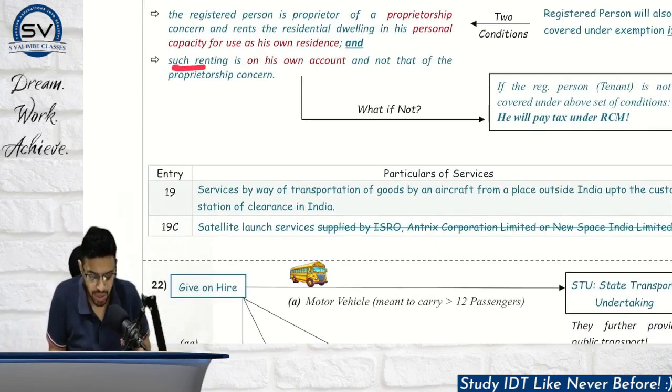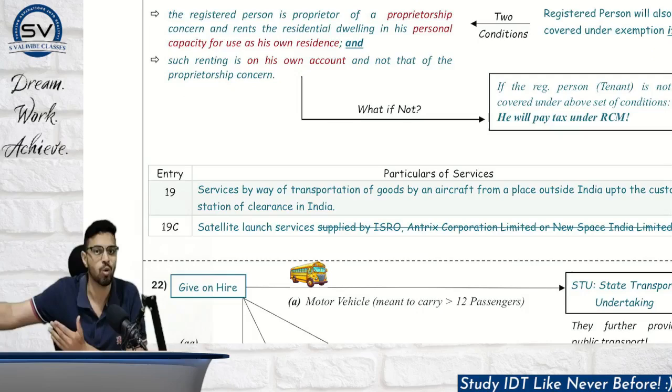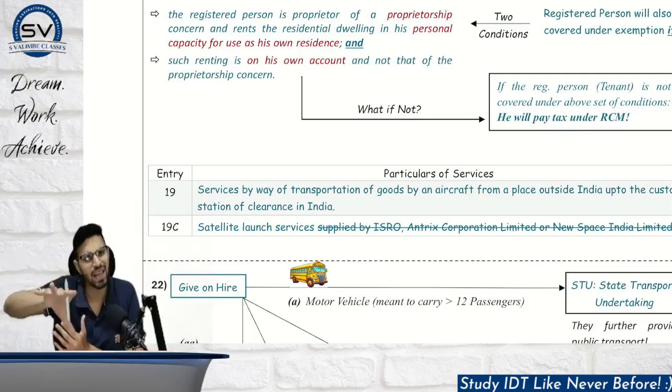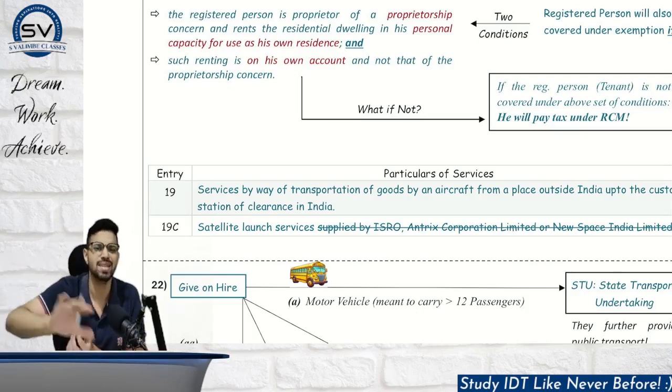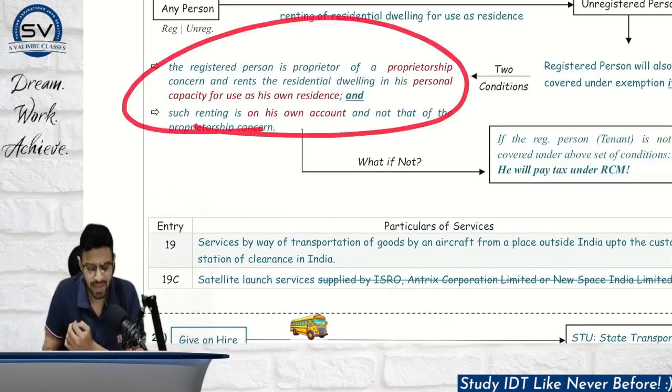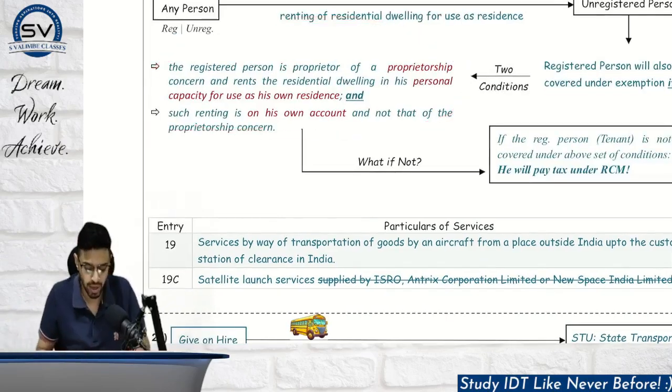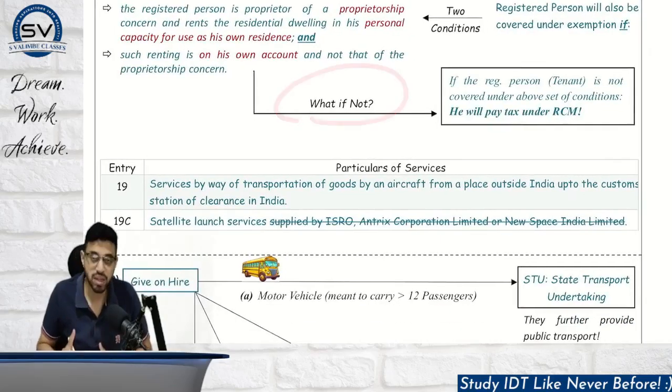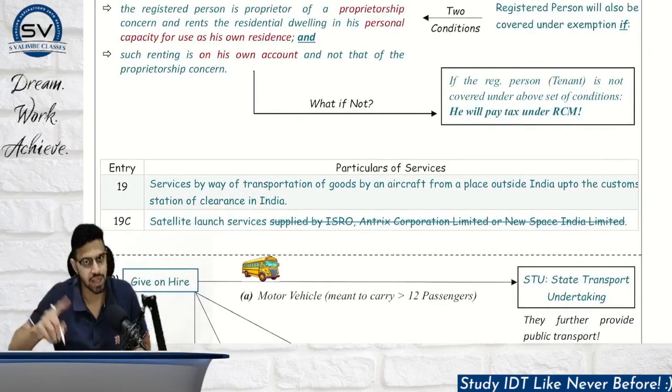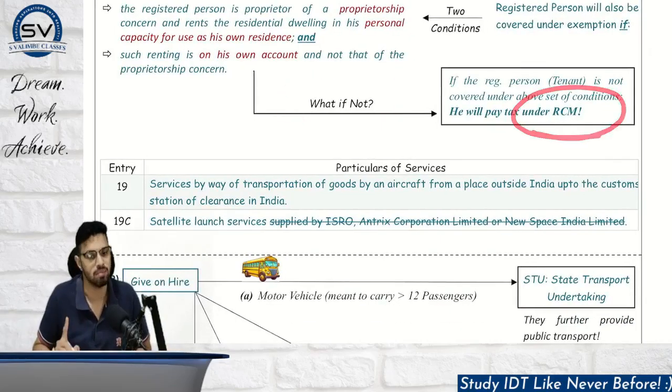Second, such renting is on his own account and not that of the proprietorship concern. It means he is paying the rent from his own personal savings bank account, not from the business current account, right? So basically the only issue is that technically he is registered, but the entire thing is happening in his personal capacity. So we will grant exemption, but if conditions are not complied with, then GST will be applicable under RCM basis.